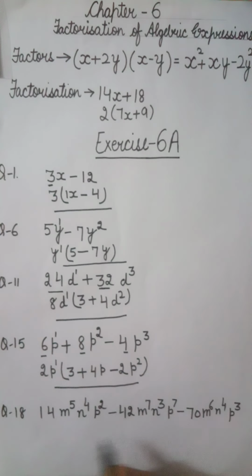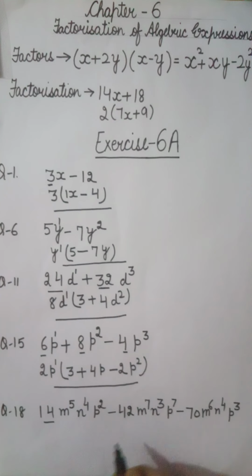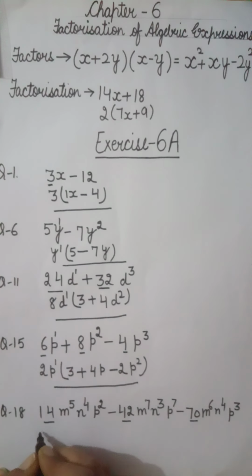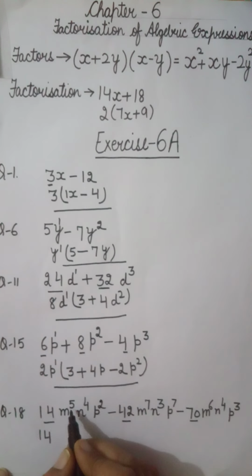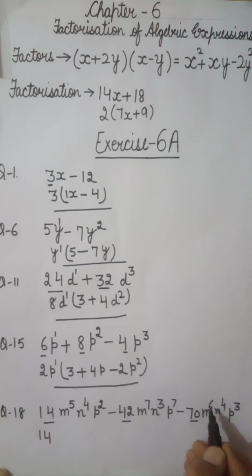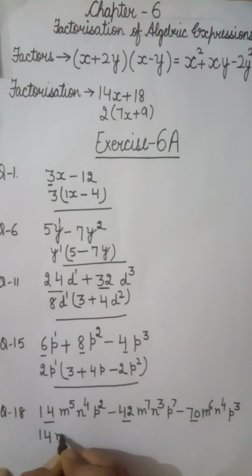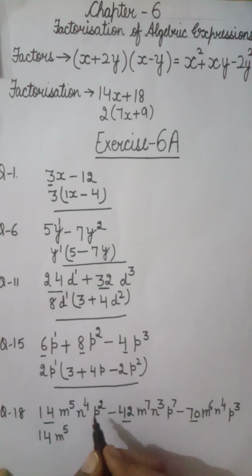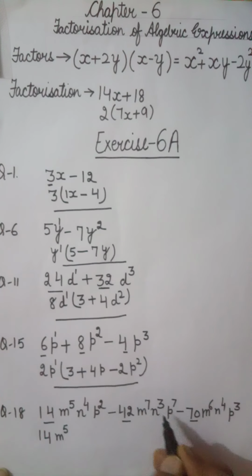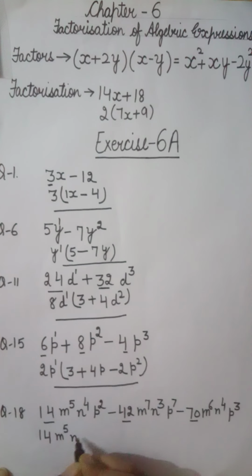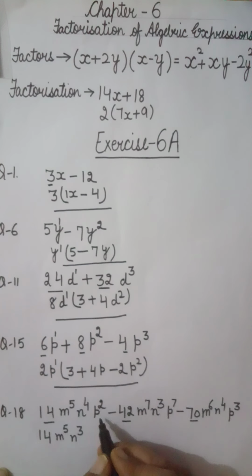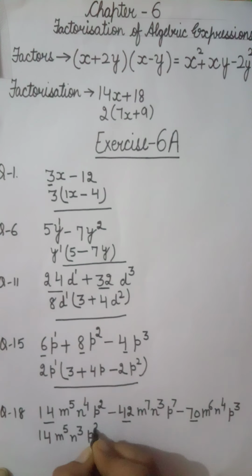Now question number 18. Here all of the terms 14, 42 and 70 are divisible by 14. Therefore 14 is common. Now m5, m7, m6. So smallest power is m5. So m5 is common. Then n4, n3, n4. So smallest power is n3. So n3 is common. Now p2, p7, p3. Smallest power is p2. So therefore p2 is common.